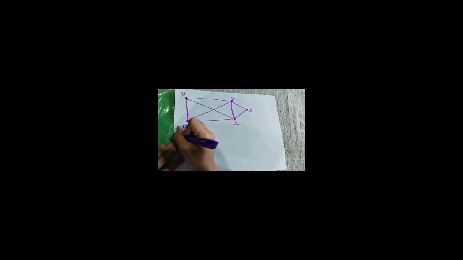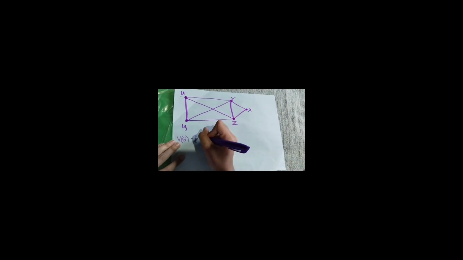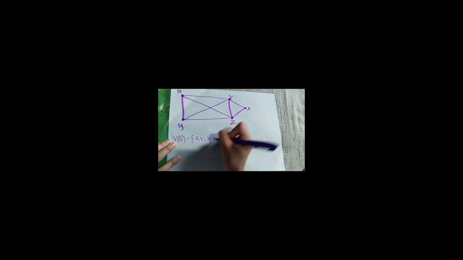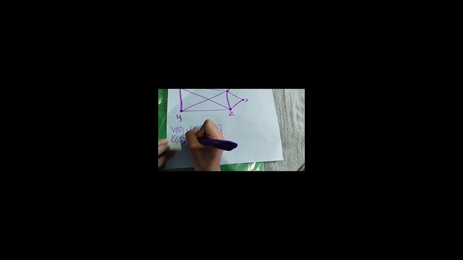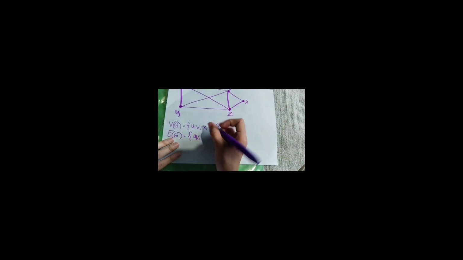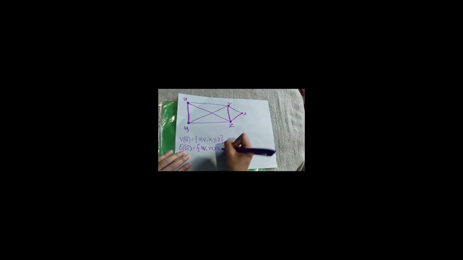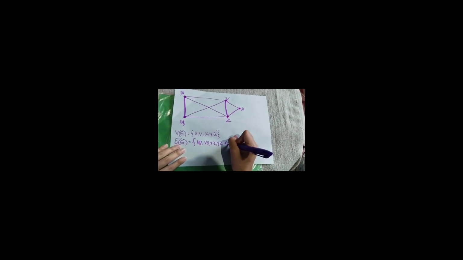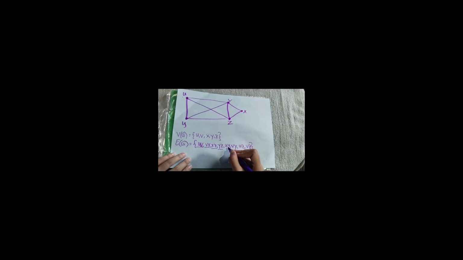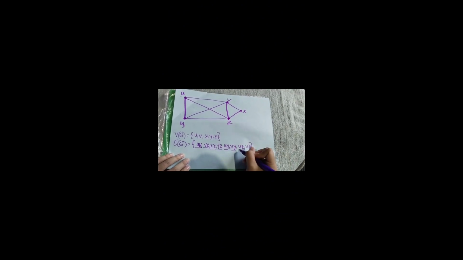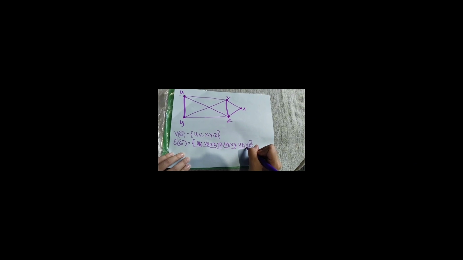We will figure out what are the vertices and the edges of this graph. So we have this V(G). We have U, V, X, Y, and Z. These are our vertices in this graph. And for the edges, we have UV, VX, XZ, YZ, UY, VY, UZ, and VZ. So we have 8 edges. These are UV, VX, XZ, YZ, UY, VY, UZ, and this line segment VZ.